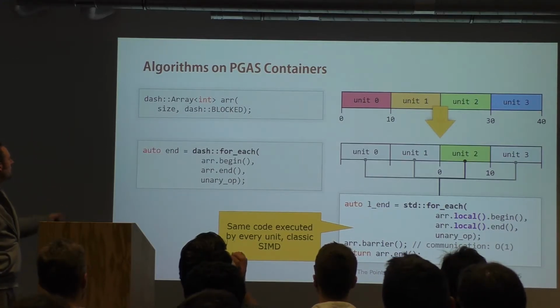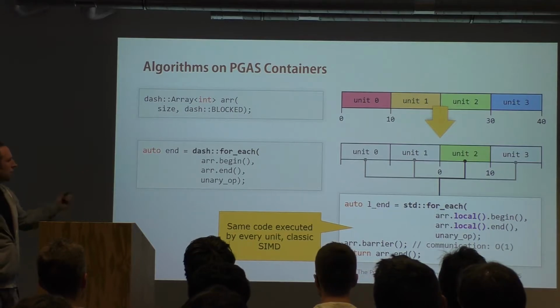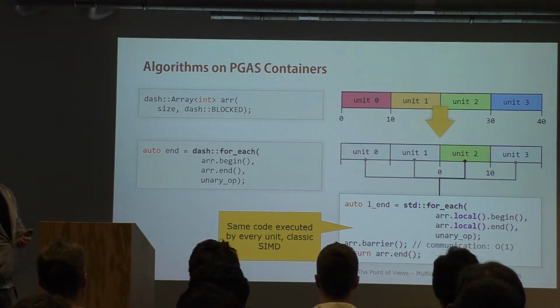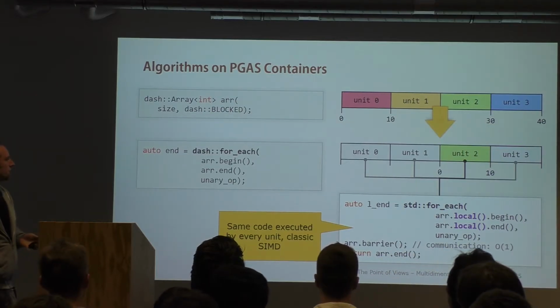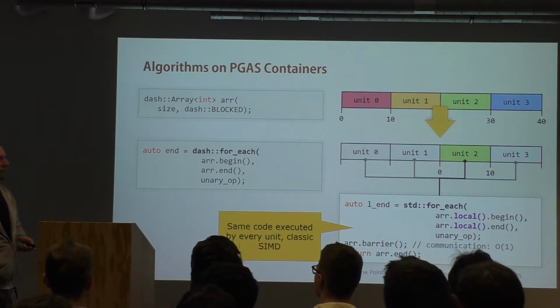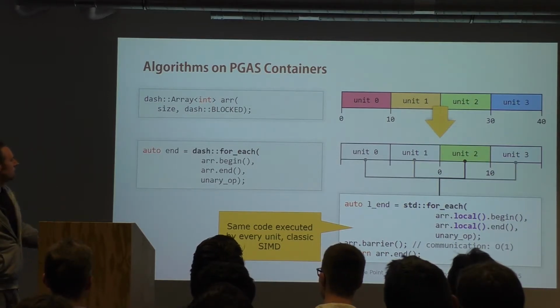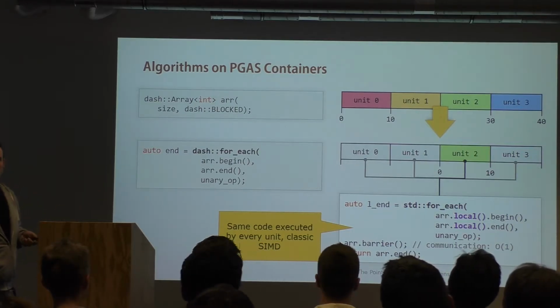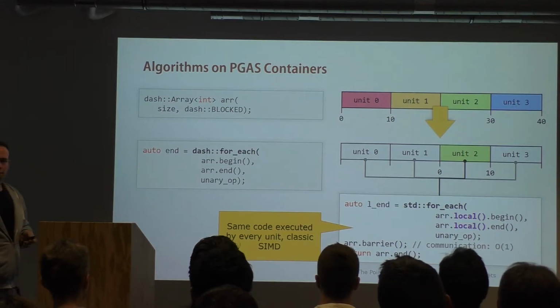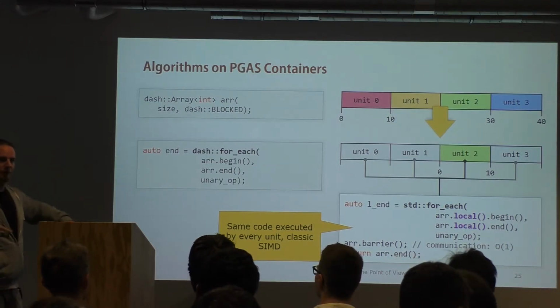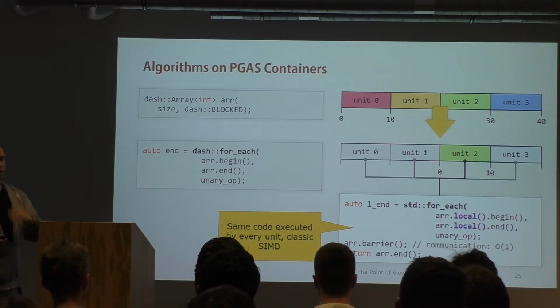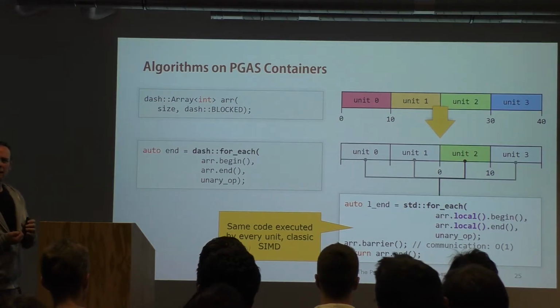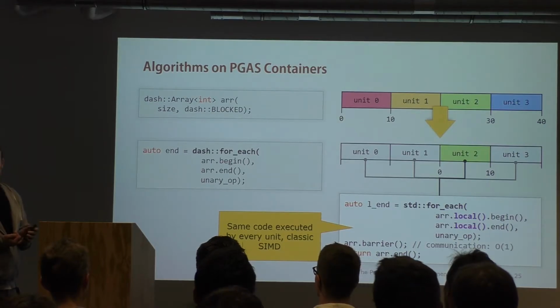So the trivial implementation of dash::for_each, for example, is just, well, it's a collective operation. Every unit has to participate in it. And so the programming model is SPMD, so every unit executes exactly the same code. So a really trivial implementation would be to just call std::for_each on the local partition of the array on every unit. Right? So when dash::for_each returns, every unit completed its unary operation on its local part of the array.